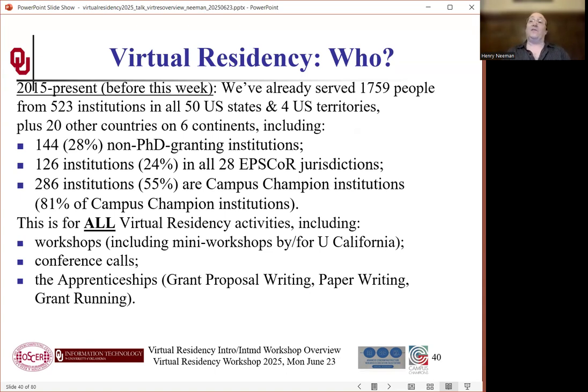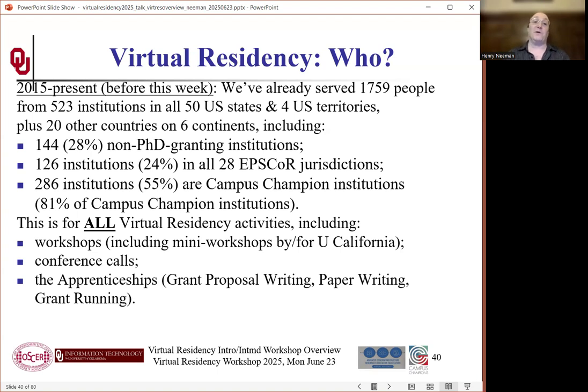So who are we talking about? Well, so far we've served 1,759 people from 523 institutions in every U.S. state and 4 U.S. territories, including every EPSCoR jurisdiction, plus 20 other countries on every continent except Antarctica. And honestly, I despair of Antarctica because first of all, nobody is native to Antarctica, as far as I'm aware, no human being. And their home country is presumably who they would be associated with. That includes more than a quarter, halfway between a quarter and a third of our participants, from non-PhD granting institutions.